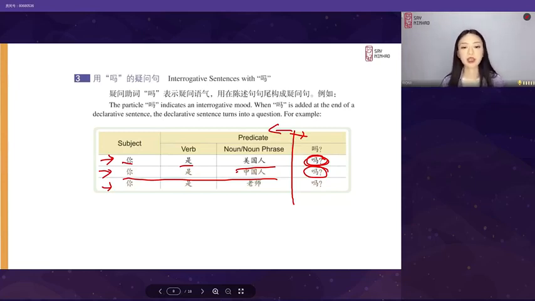So this is the interrogative sentence with 吗. And it is a particle, okay? Modal particle 吗. And if I put a 不 in front of this, then what is the meaning of this sentence? Try to guess.